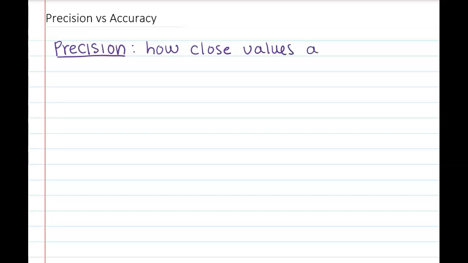Hello, today we're going to talk about precision versus accuracy. So, precision is how close values are to each other. Essentially, consistency.